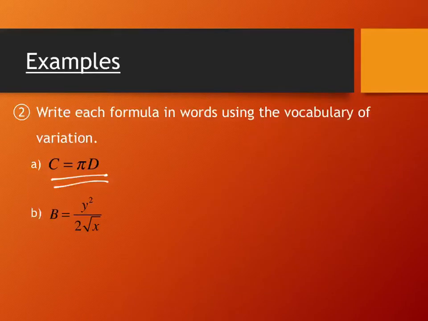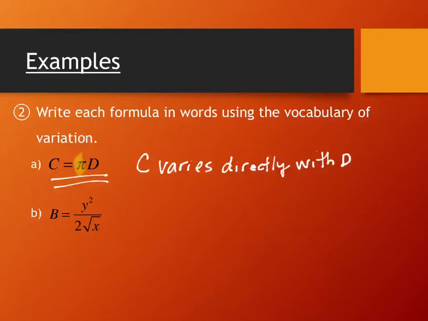It is direct. And pi is a number, right? Pi is that number k. K will always be a numerical value. We just don't always know what it is at the outset. Here we do. Okay? So pi doesn't have anything to do with the variation as I describe it. It's my constant of proportionality. So C varies directly with D. That's one of the phrases.